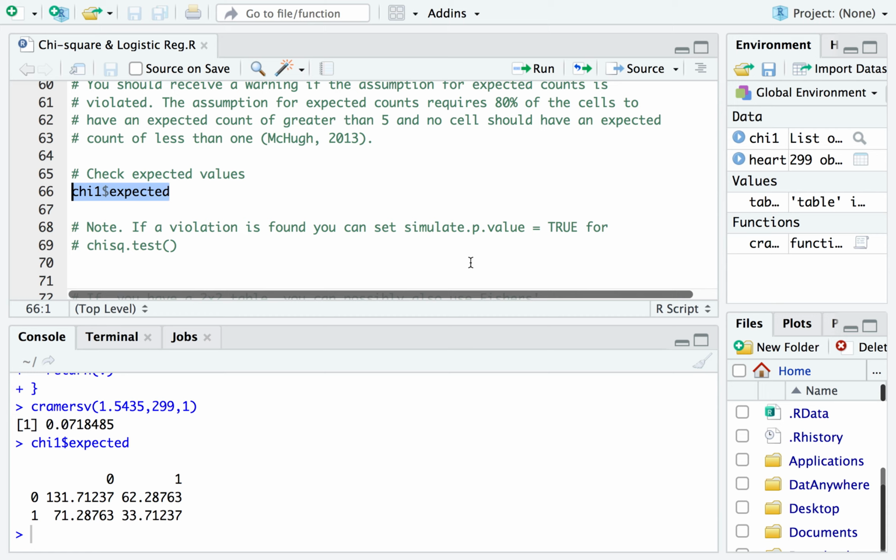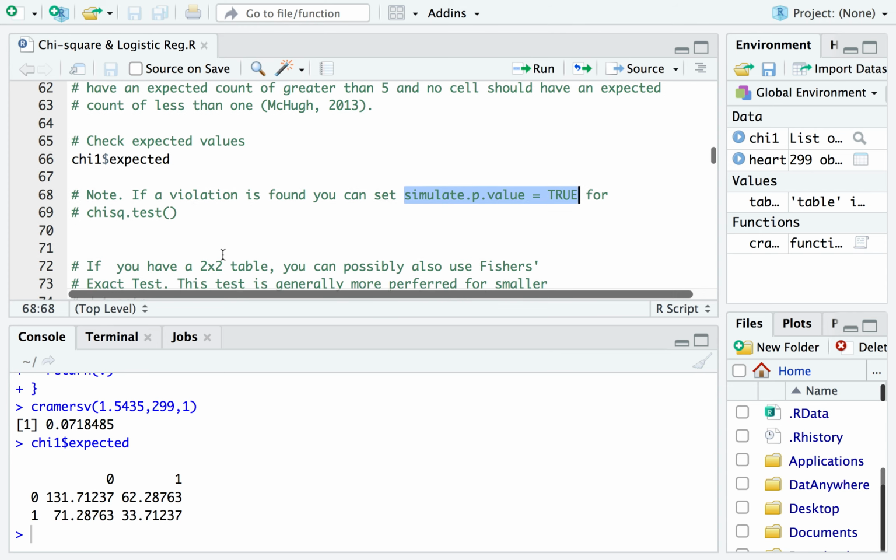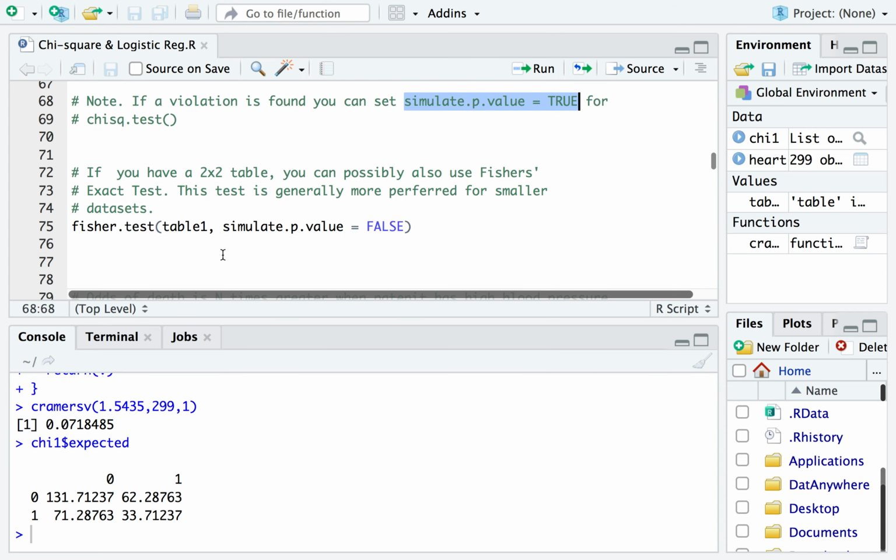There's an additional argument you can add, which is simulate.p.value. When you're running the chi-square test, you just add a comma, then this argument, and set it equal to TRUE, and it runs a Monte Carlo simulation. So basically, even if you violated the assumption, you can still run a simulation to test whether you have a significant value or not.